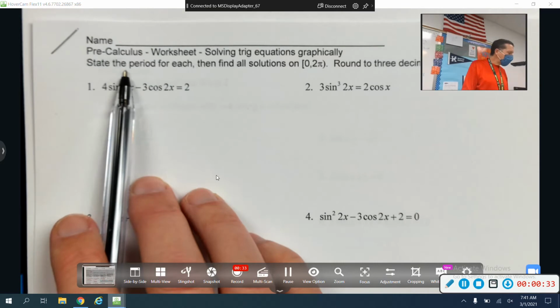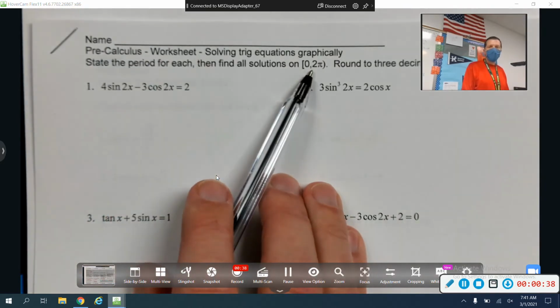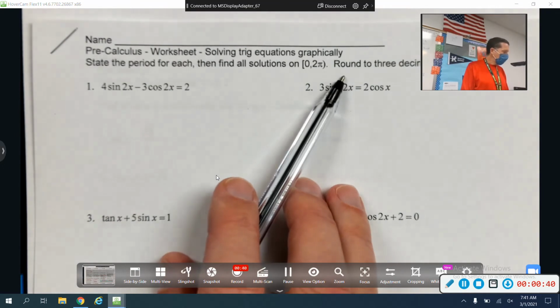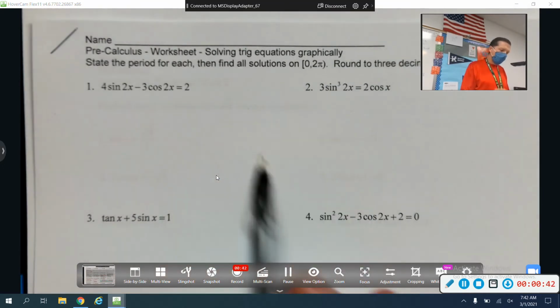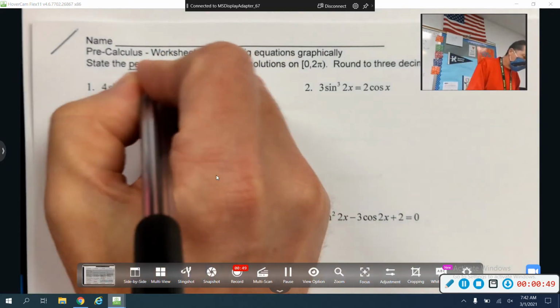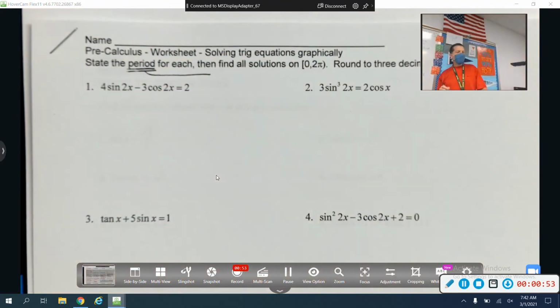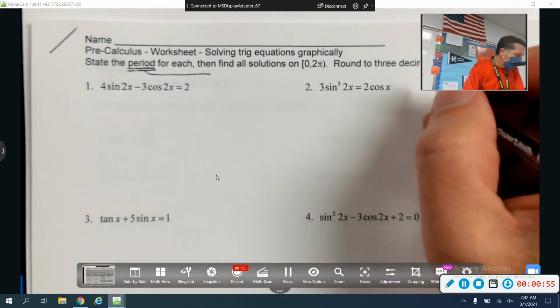So it says state the period for each, then find all the solutions between 0 and 2 pi, round to 3 decimals. So there's two parts of this. There's the find the period part and then find the solution part. So you know the period already, or how to find that, but let's do that for number 2.